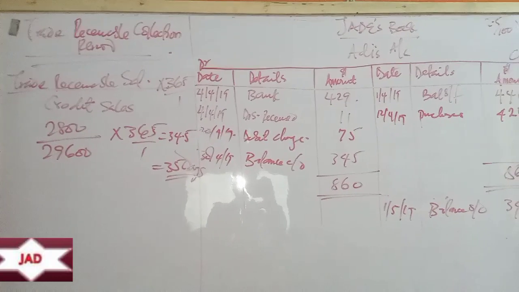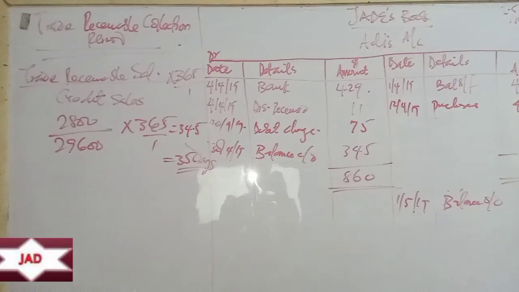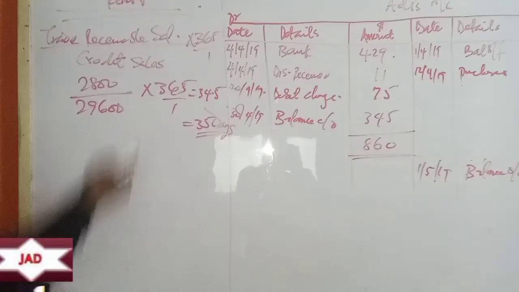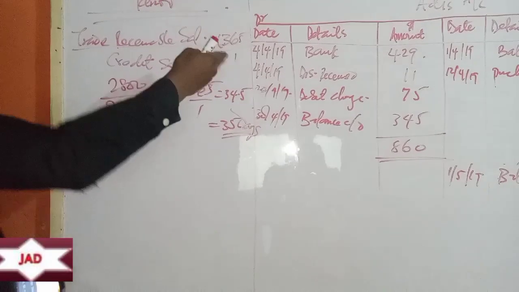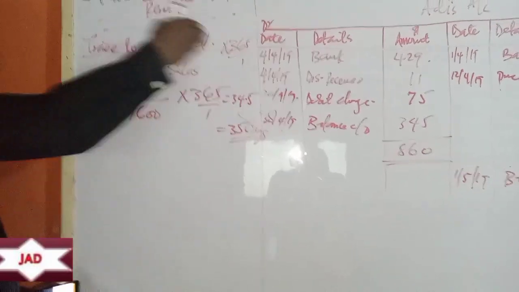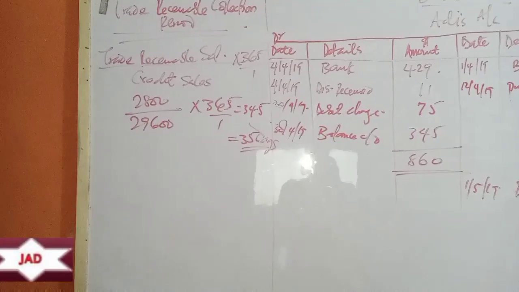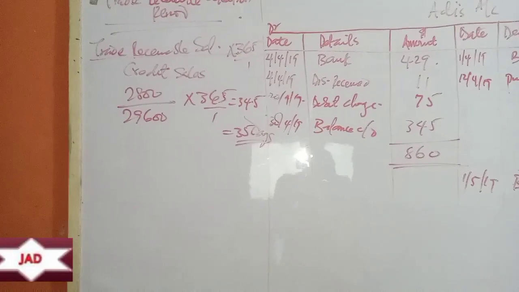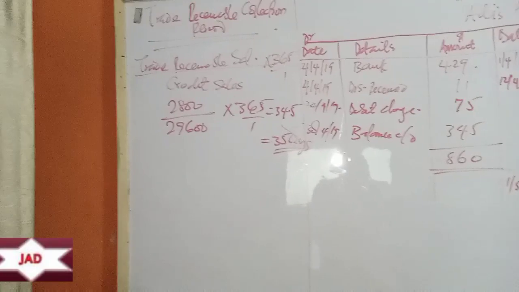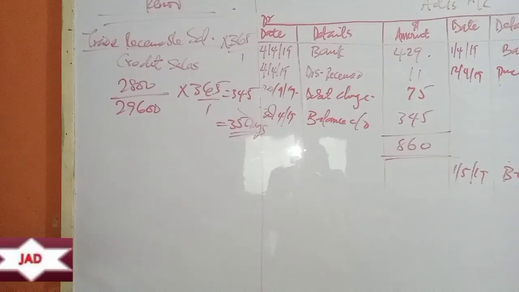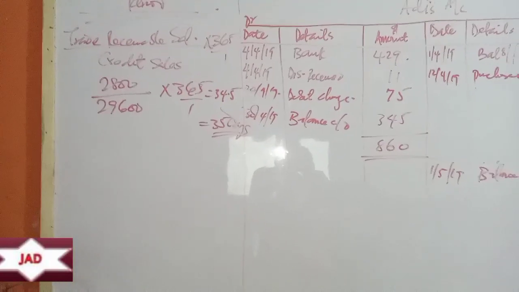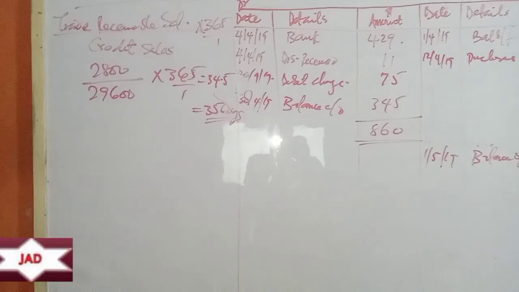Okay, and his own calculation says 29 days. But now we are saying 35 days. So what is the advantage of this change from 28 days to 35 days, or from 29 days to 35? So let's say from 28 days to 35 days, what it means is that Jade will have to wait for an additional 7 days, 28 plus 7, that's 35, to collect money from credit customers.